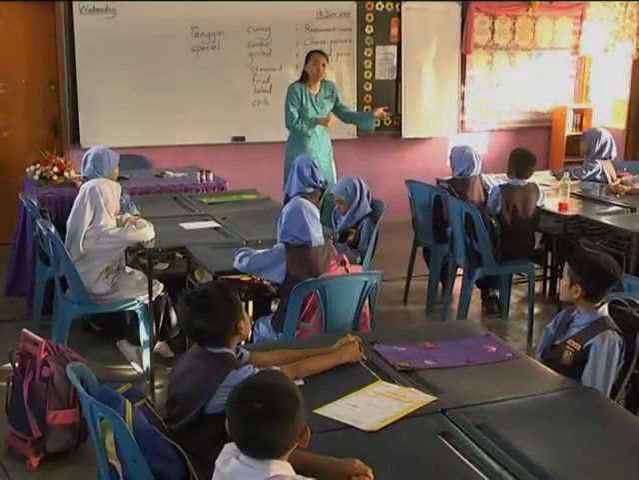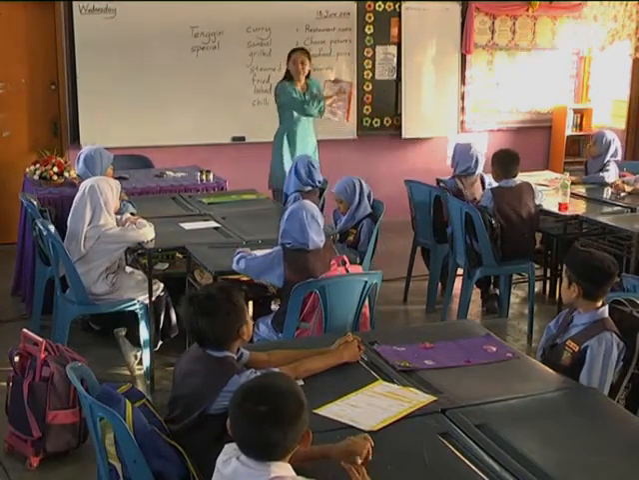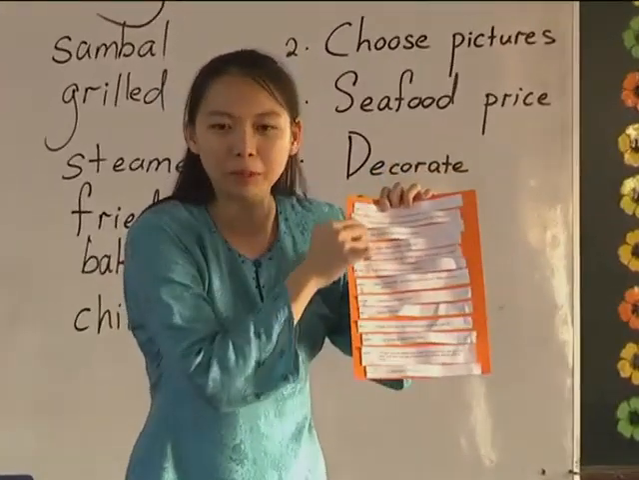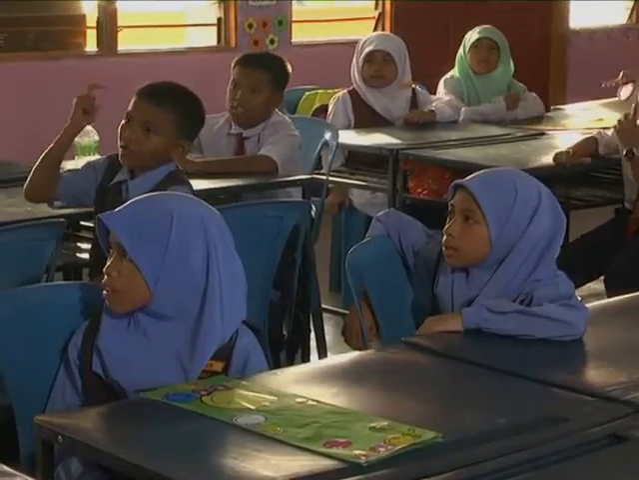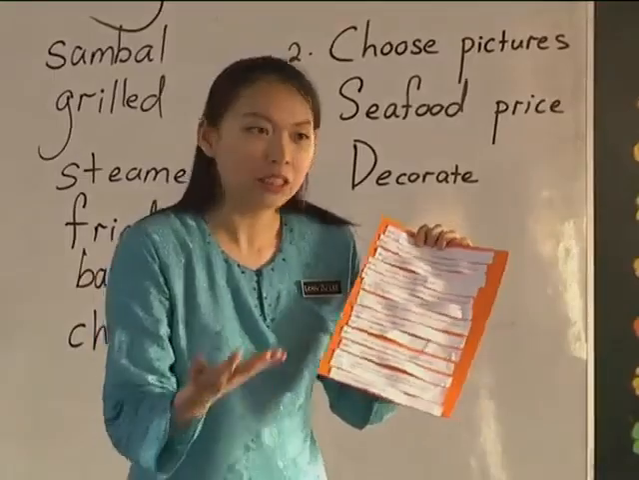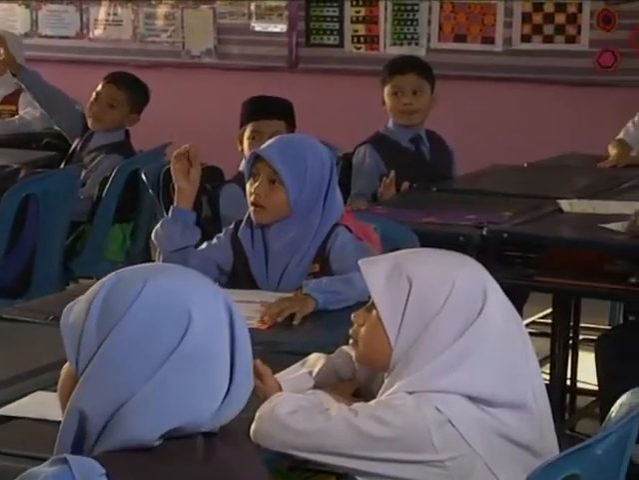Okay, class, we finished our dialogue. Very good job. We've got everything correct. Okay, how many people are in this dialogue? There's father, mother, Aisha, Adi, and the waiter. How many people? Five! Just like in your group, there are five people.